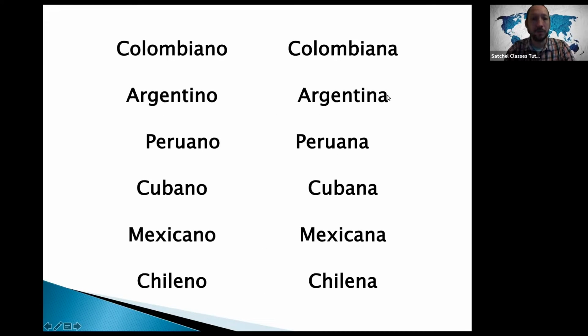So here we go. Colombiano, colombiana. Argentino, argentina. Peruano, peruana. Cubano, cubana. Mexicano, mexicana. Chileno, chilena. As you can see, the words on this section here will be all masculine, whereas the other ones will be all feminine. And that's really important.